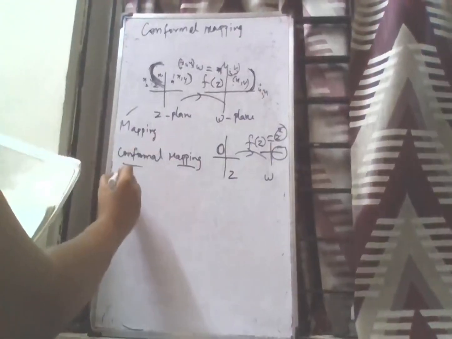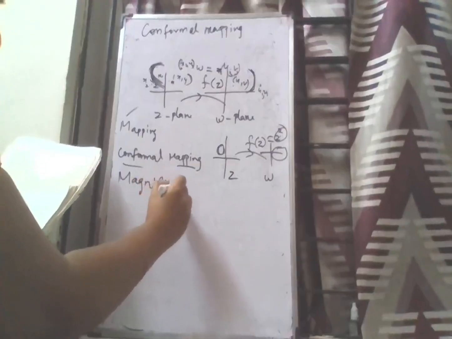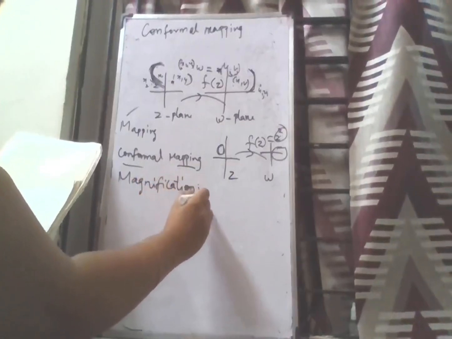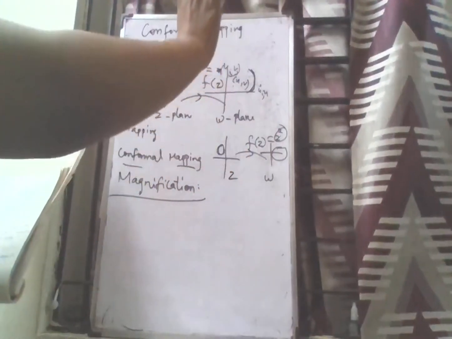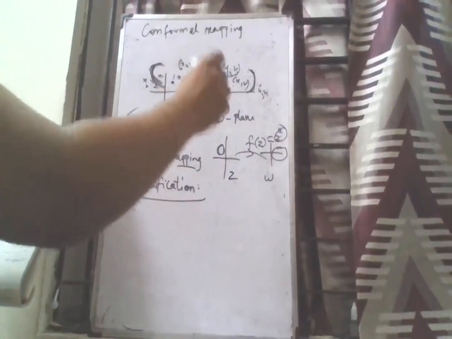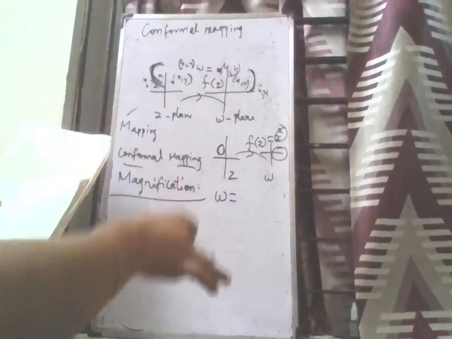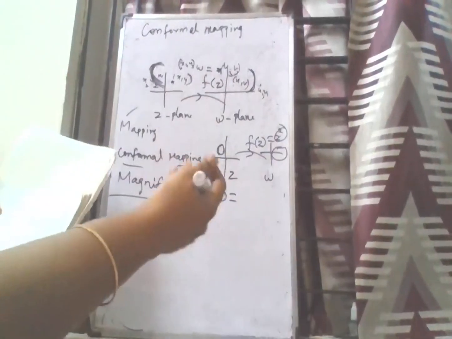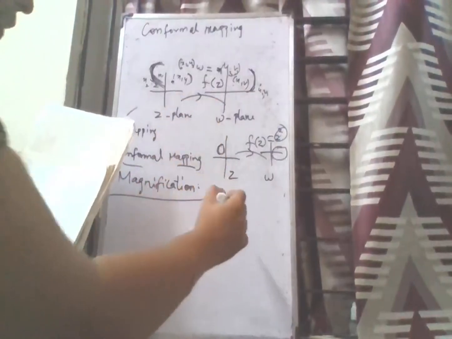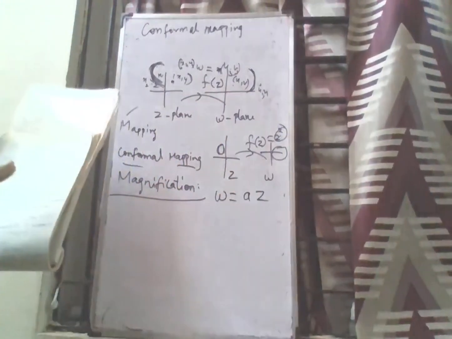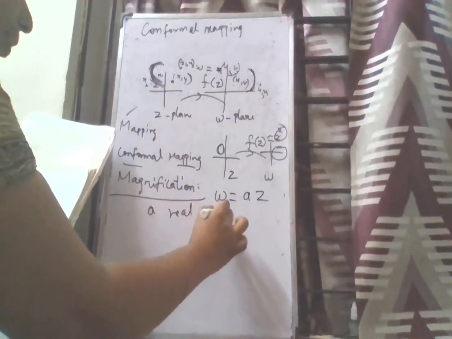After conformal mapping, we have one more definition, called magnification. What do you mean by magnification? Now you're all clear in this transformation, isn't it? In particular, the transformation you take in your hand, I mean the mirror. Only through a mirror we are seeing every object which it reflects, or some other object we are getting. So I'm taking this W as A times Z, where A is a real constant.